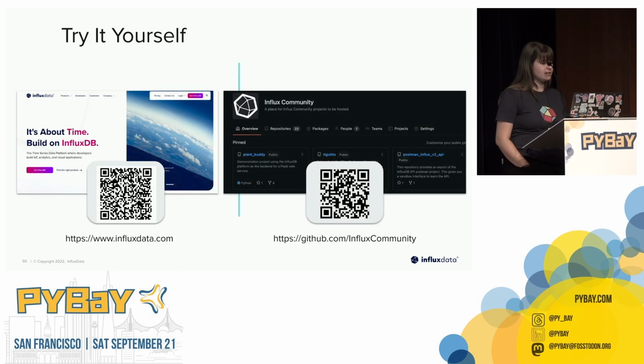Also, you can try it yourself if you want to take advantage of InfluxDB. Just to reference, that GitHub Influx community is where all of these notebooks live. So although you did just get the exact URL, you can also just come here and look up something like anomaly or forecasting, and these notebooks would come up and be available for you.